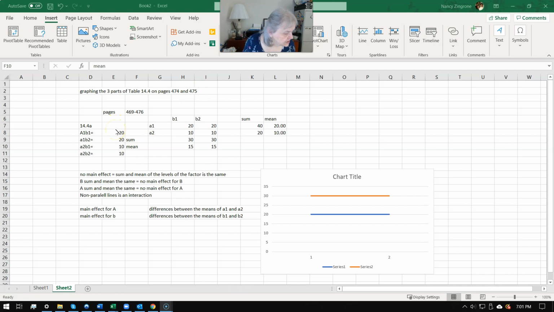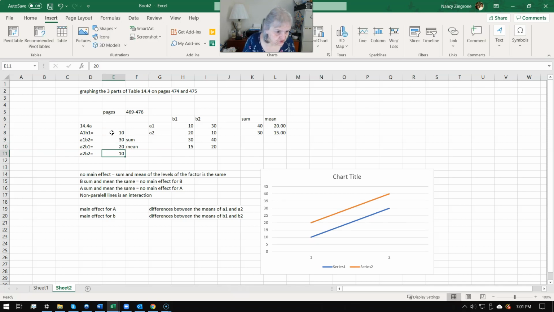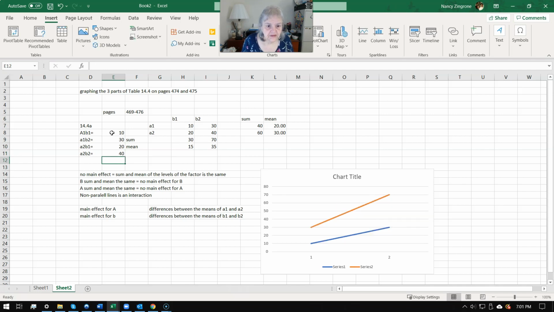Now, if you go to 14.4 B, and we put those values in, you can see that things are happening in that chart. And now, again, you take a look at your means. And this time, there's a difference between the means of the two levels of A. There's 10 points there. And then there's 20 points between the means of the two columns. That's the two levels of B.